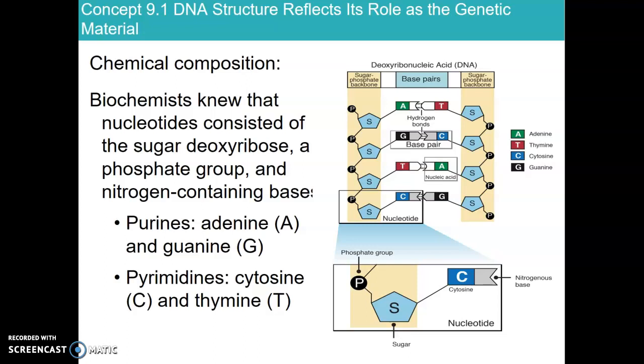So biochemists knew that DNA consisted of nucleotides, and that those nucleotides consisted of a deoxyribose sugar, a phosphate group, and a nitrogenous base. There are 4 bases: adenine, guanine, cytosine, and thymine. Adenine and guanine are what we call purines, and cytosine and thymine are what we call pyrimidines.